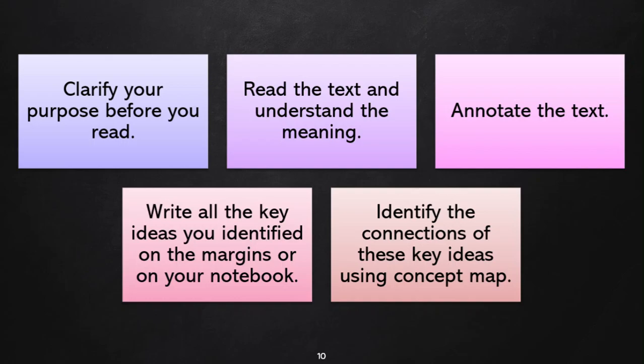Read the text and understand the meaning. Again, you cannot summarize a text that you do not understand, right? So making sure that you understand the text is the initial step you have to take. So you can read it several times. It's okay. Third, annotate the text.